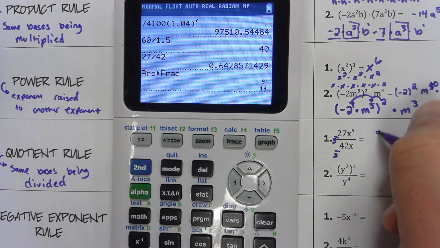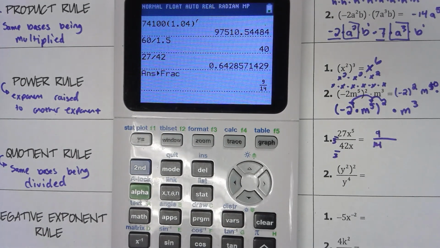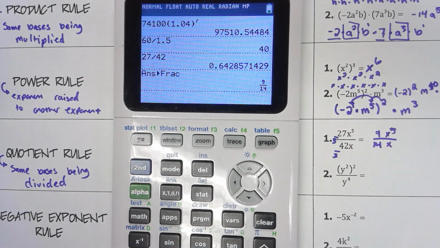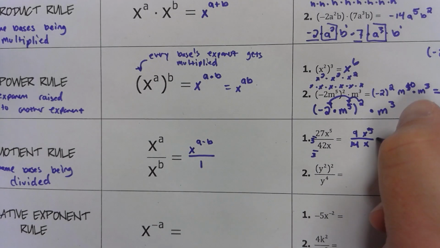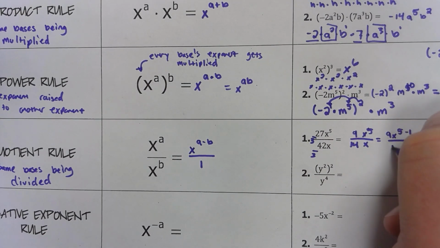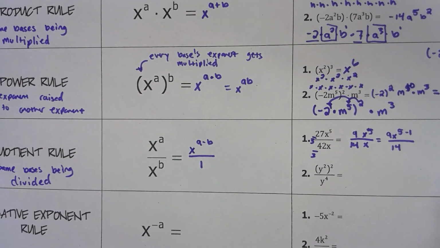That's not an exponent property. That's more of a rational expression property. It's what we just tested on before we had our snow days here. All right, then we still have this x to the 5th divided by x. Now, if we follow the rule, this would be 9 and then x to the power of 5 minus 1 all over 14. So I'm subtracting the exponent of 1 in the numerator, making it 9x to the power of 4 divided by 14.